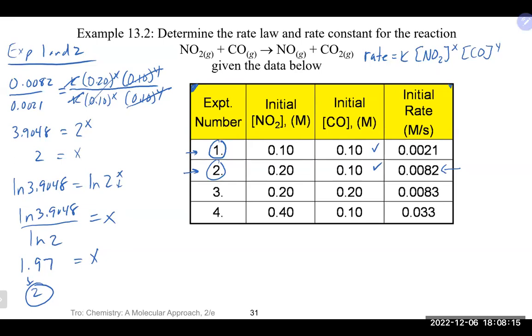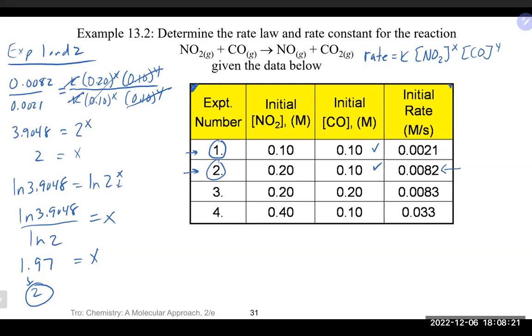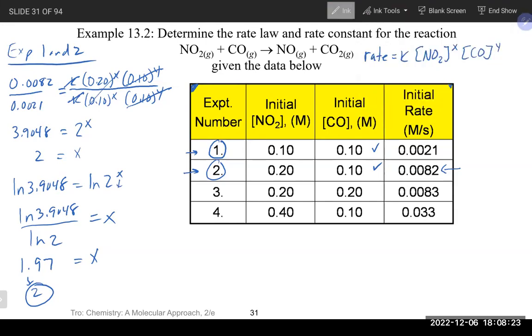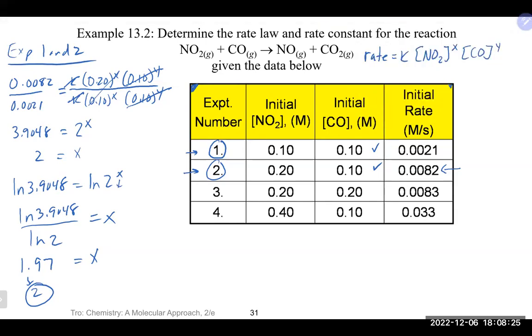All right, so now that we know the order for NO2 is second order, we then want to go back to our table and choose two other entries, where in this case the NO2 stays constant. It looks like number 2 and number 3 will do that for us. That will keep this one constant.